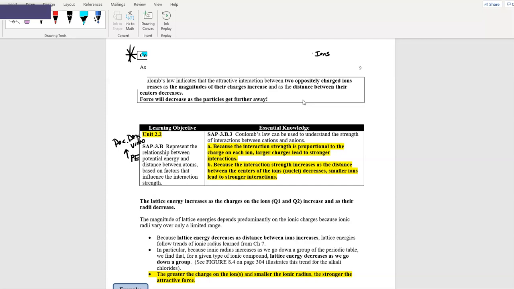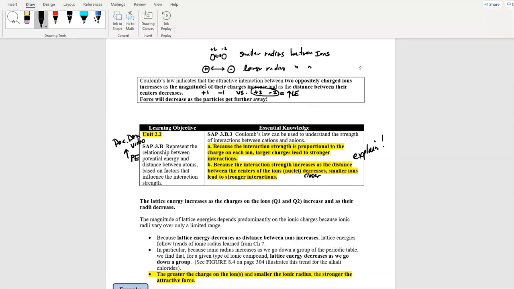Because the interaction strength is proportional to the charge of each ion, larger charges lead to stronger interactions. That's a good trend. Because the interaction strength increases as the distance between the centers decrease, which means they get closer together, smaller ions lead to stronger interactions. Ladies and gentlemen, that's your explaining. That is the explaining. Okay? So you have everything you need to explain.